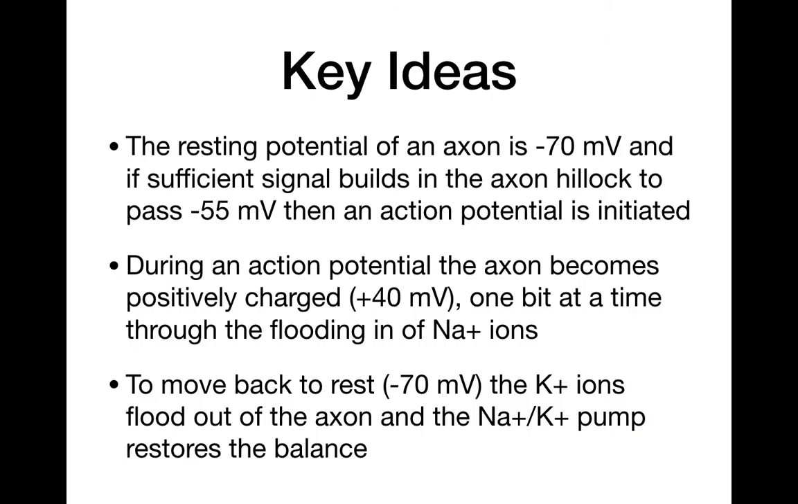Okay, so key idea: the resting potential of an axon is negative 70 millivolts, and if sufficient signals build in the axon hillock to pass negative 55 millivolts, then an action potential is initiated. During an action potential, the axon becomes positively charged one bit at a time through the flooding of sodium ions. To move back to rest at negative 70 millivolts, the potassium ions flood out of the axon, and the sodium-potassium pump restores the balance. So it's important you have the numbers, the different charges, and exactly what is moving when.